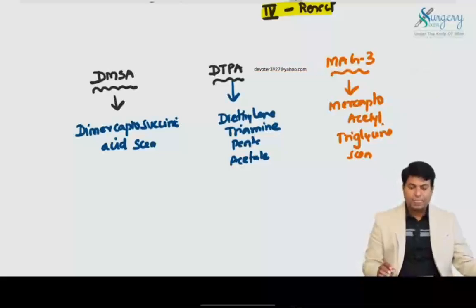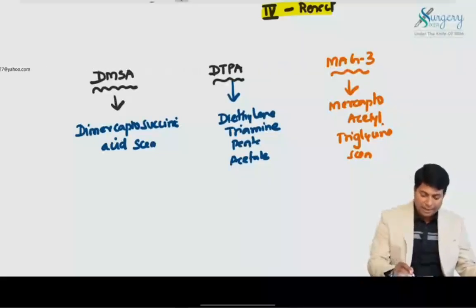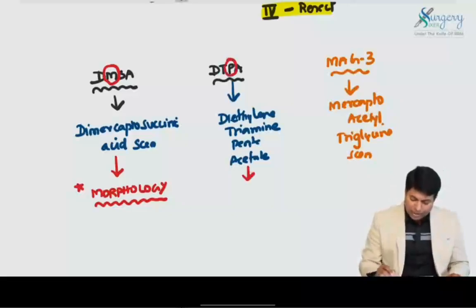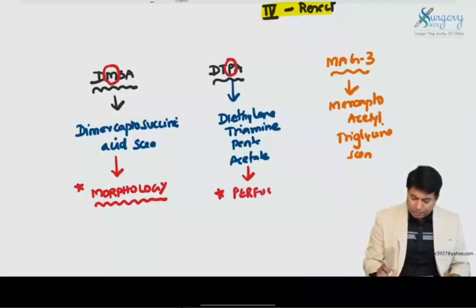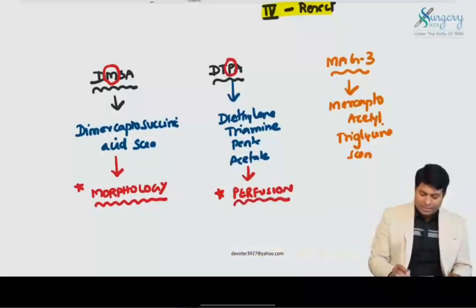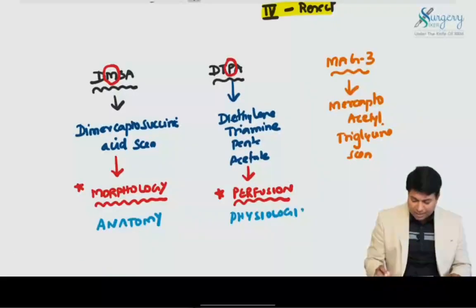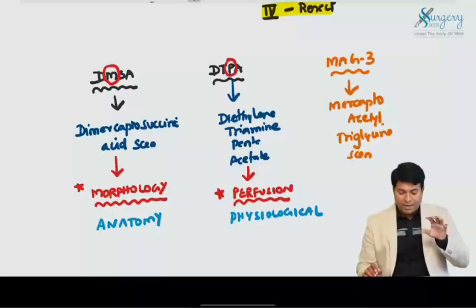Dimercaptosuccinic acid scan, DMSA scan. I will give one method to remember it easily. DMSA contains M, so it is used to study the morphology of kidney. Any problem in the morphology of kidney can be studied. Renal morphology investigation of choice is DMSA scan. And DTPA contains P, so it is used to study the perfusion pathologies in the kidney. DMSA is for anatomical study, DTPA is for physiological study of the kidney, for perfusion of the kidney.